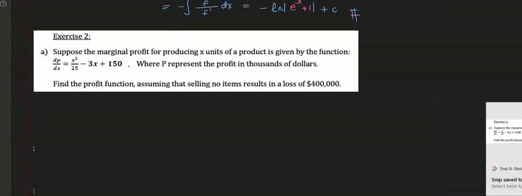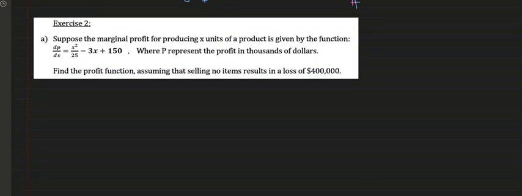Suppose the marginal profit for producing x units of a product is given by this function, where P represents the profit. You know that the capital P is the profit, right? If it was small p, the small p is equal to the price, or the demand. But the capital P is equal to the profit. This is according to economics and finance. So where P represents thousands of dollars, this is very good.